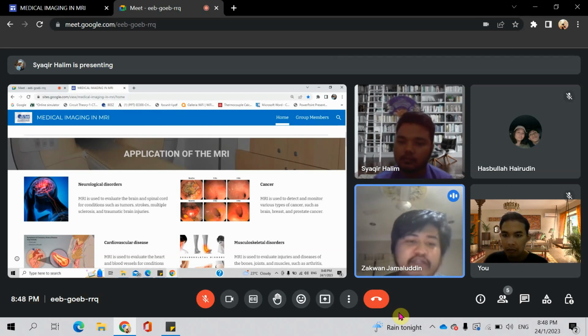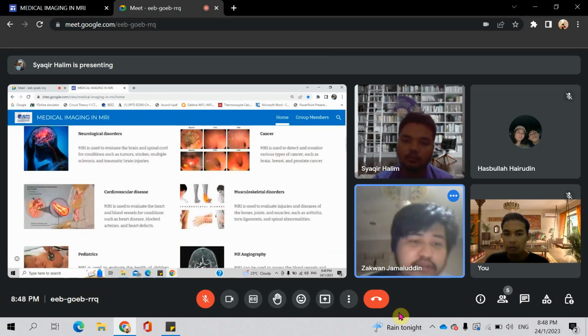Second is cardiovascular disease. For cardiovascular disease, when the patient is facing heart disease, blocked arteries and heart defects, the MRI can be used to evaluate the heart and the blood vessels.